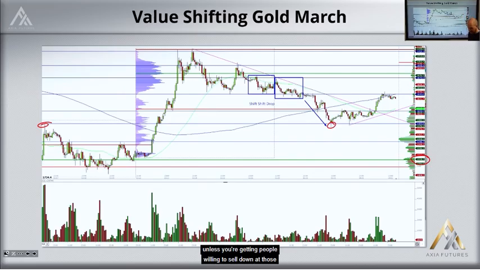Because unless you're getting people willing to sell down at those prices, the point where people could well be willing to buy is much more notable when you run out of sellers down there. It's so much easier for buyers to gain control. You need very few buyers to stop the market, and you've then got this kind of weight of buyers, or army of buyers below that, who all now have to surge forward, move their prices up in order to drive the market back up, or in order for them to get filled.